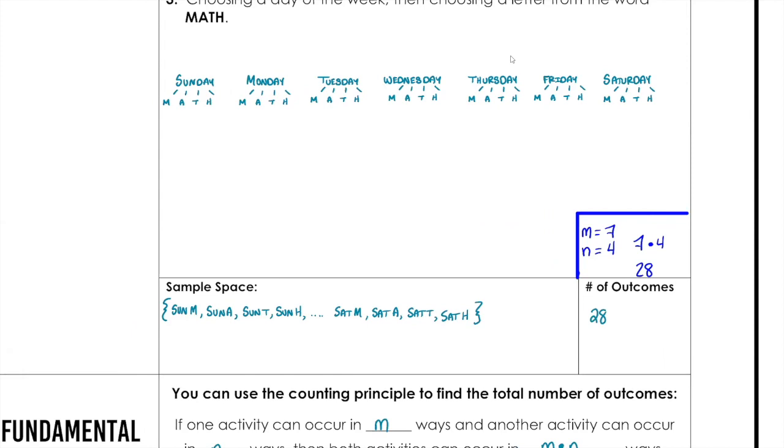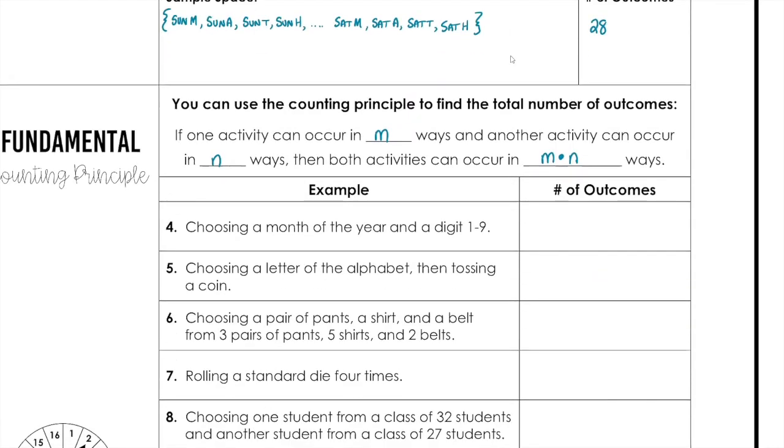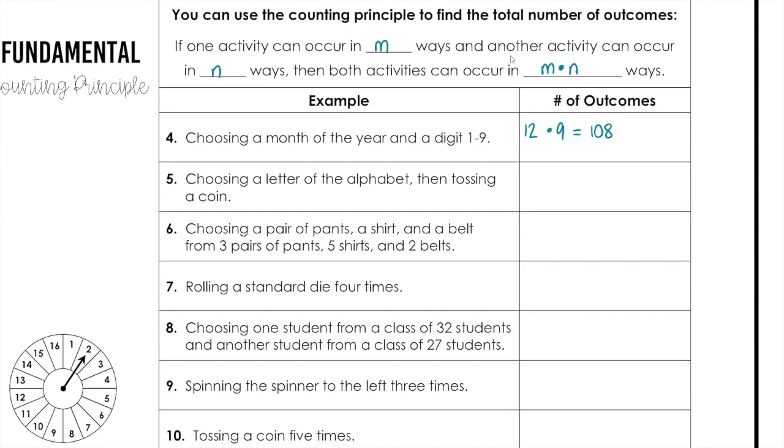So let's go ahead and do a couple of these only using the fundamental counting principle. We're not going to draw it out with the tree, okay? So month of the year, how many months in a year? 12. And then a digit 1 through 9, so that's 9 possible selections. And 12 times 9 is 108. Man, that's a little easier.